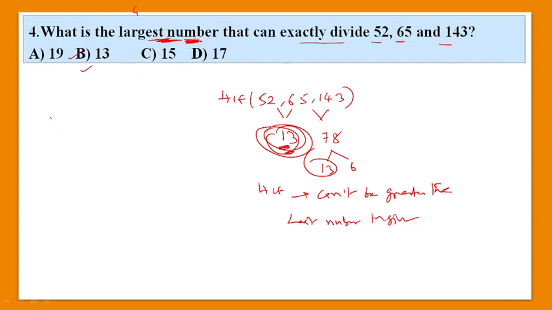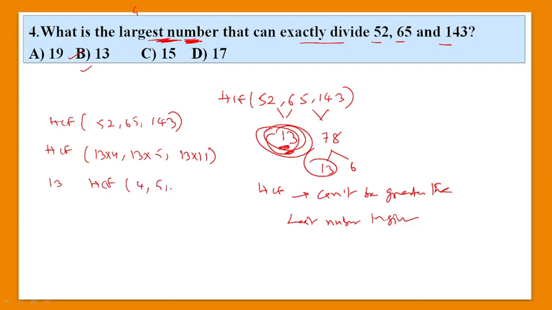Or this can also be solved like this. HCF of 52, 65, 143. If I take it out, this can be written like this: 13 fours is 52, 13 fives is 65, and 13 elevens is 143. Then if I take 13 outside, HCF of 4, 5, 11. So HCF of A, B, C will always be equal to 1 only. So 13 into 1 will be equal to 13.